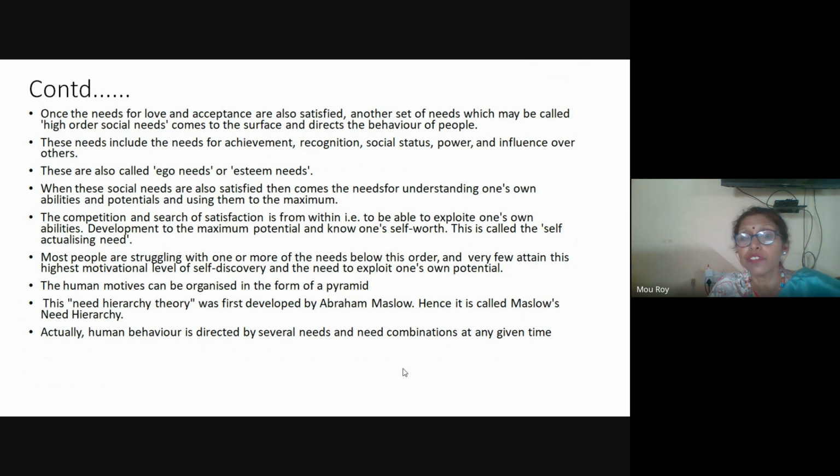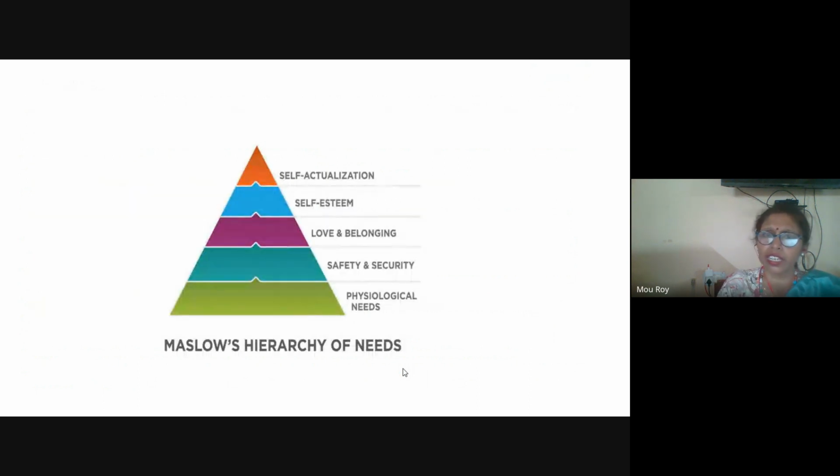So human motives can be organized in the form of a pyramid. This need hierarchy theory was first developed by Abraham Maslow, and hence it is called Maslow's need hierarchy. Actually, human behavior is directed by several needs in combination at a given point of time. Here I show you: this is the physiological needs. Then you have safety and security. Then love and belongingness; you feel welcome when you join a new organization. Then self-esteem and then self-actualization. So it's in a pyramid way.